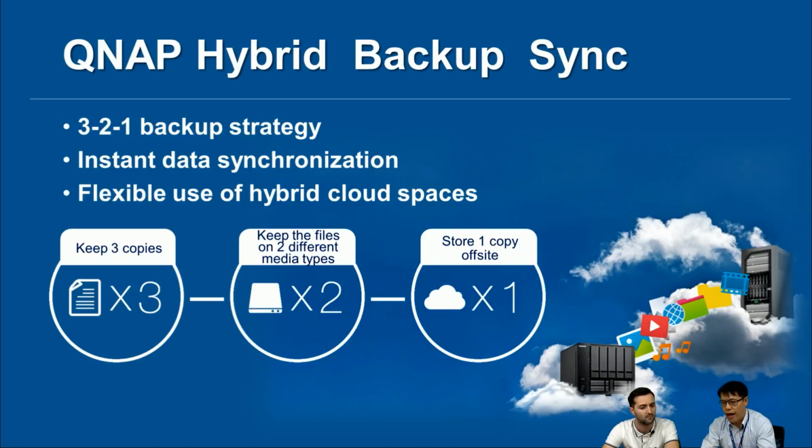Keep at least those 3 copies on 2 different media types, like a USB drive with NAND flash, a hard drive, or even a cloud service. And at least 1 copy needs to be kept remotely, so maybe the cloud is okay, or another NAS in another office is okay too. So it's called the 3-2-1 backup strategy.